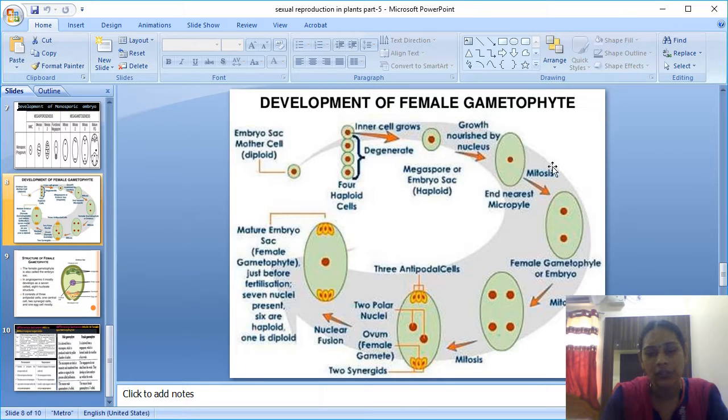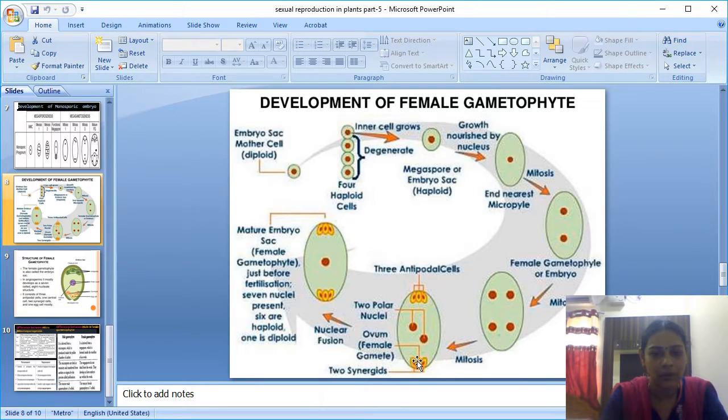Its growth is nourished by the nucellus. It undergoes mitosis 1, and the nuclei move toward the micropylar end. Then it again undergoes mitosis, producing 4, and then again mitosis, producing 8. You can see 3 at one pole end. The end where the synergids and embryo sac are present is your micropylar end. The end where the antipodal cells are present is your chalazal end.